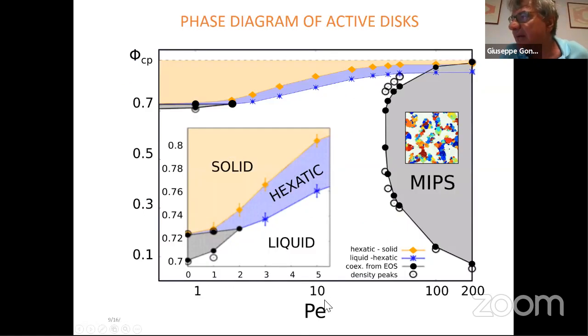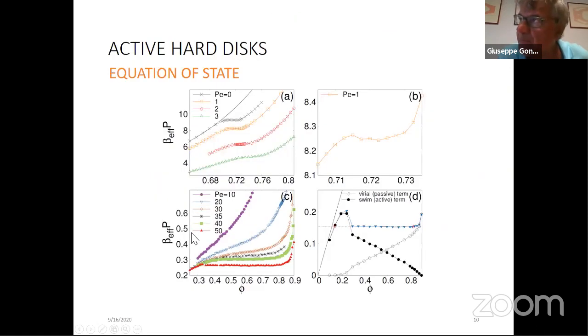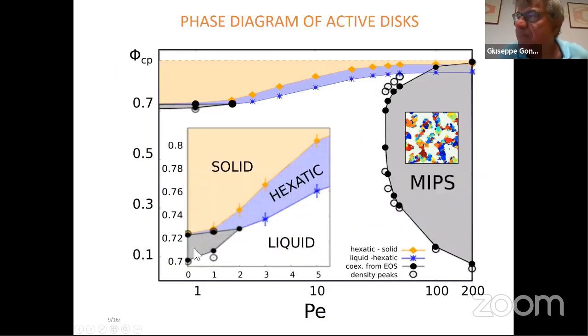Actually, there is a very clear relation with what happens with hard disks. When Peclet is 0, you have hard disks, and this is a magnification of what happens at small Peclet. So you have solid, the yellow, then you have a very tiny liquid crystal or hexatic region, then you have coexistence, and then you have the liquid. At the intermediate value, coexistence disappears. You have solid, liquid crystals, and liquid.